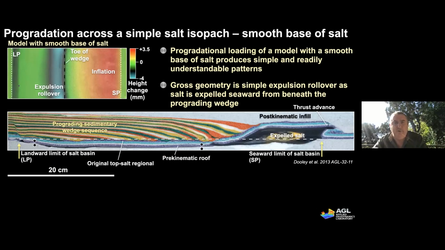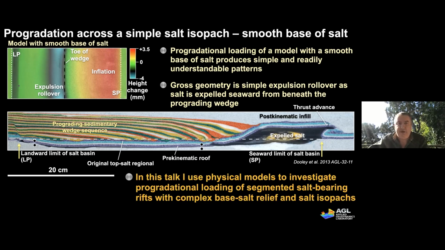So if we prograde over a simple salt isopach, we end up with a very simple, easily understandable expulsion rollover system that we see on here. We expel the salt continually outboard.